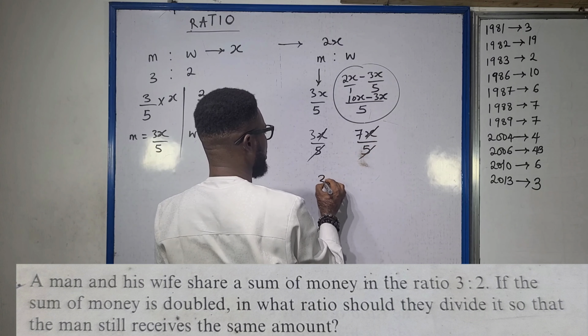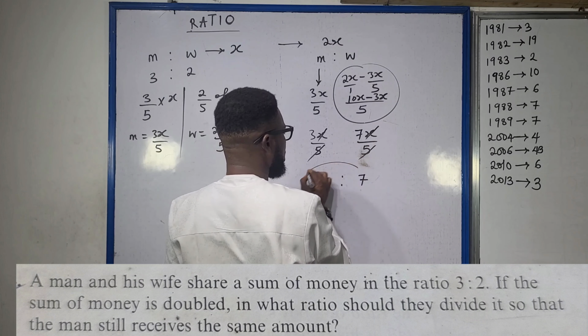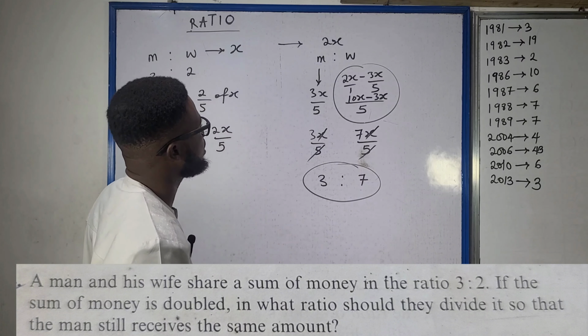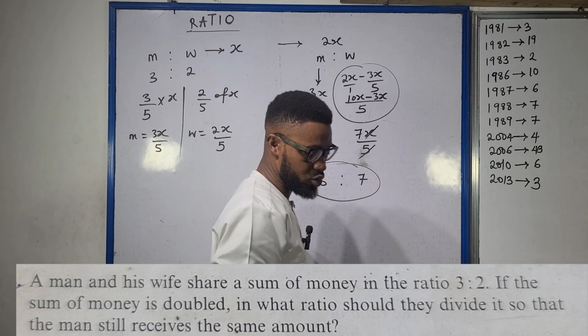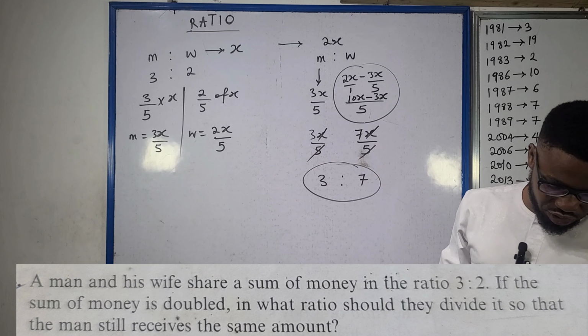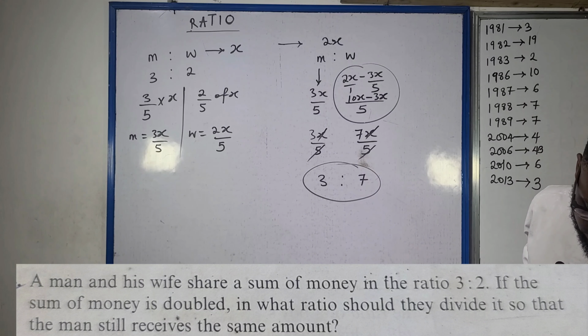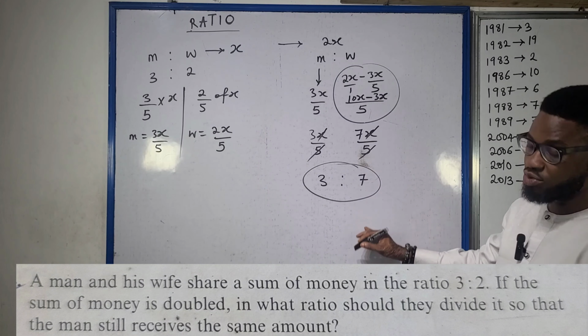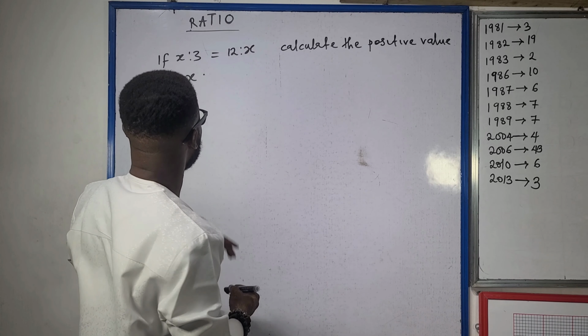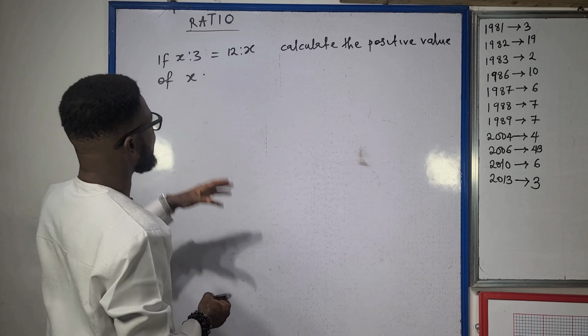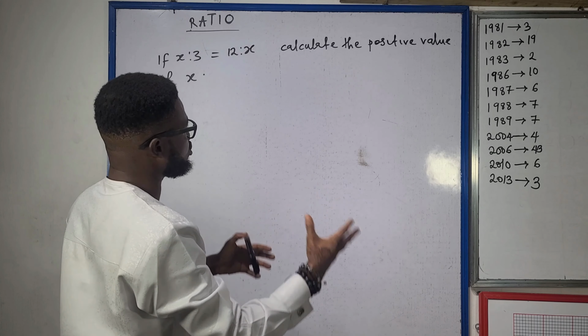So it means they are going to share it in the ratio 3 to 7 when the sum of money is doubled and the man still gets the same amount. So the question says, in what ratio should they share this? So it is in the ratio 3 to 7. That ends that.